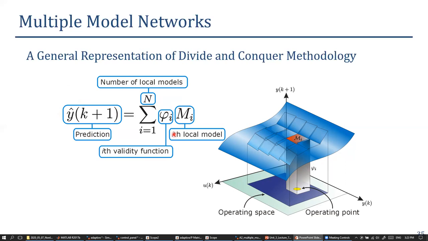Okay, I believe this is clear. It's not that hard to understand. Now, we have different choices for what kind of local models these can be, and we also have a choice of what kind of validity function we can choose.